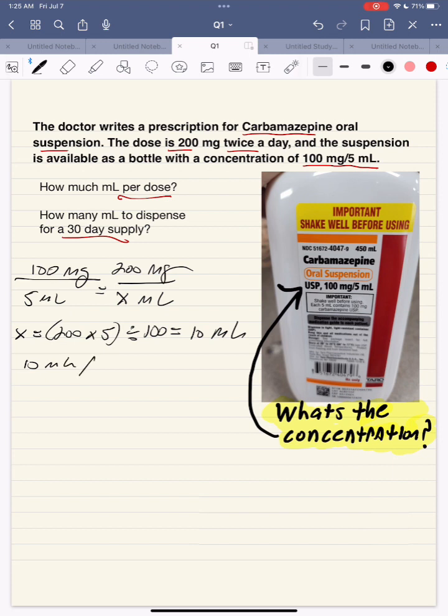Okay, so you're doing 10 ml per dose, and we're doing 2 doses a day. It's twice a day, BID. So 10 times 2 is equal to 20 ml. 20 ml is how much the patient is getting per day.